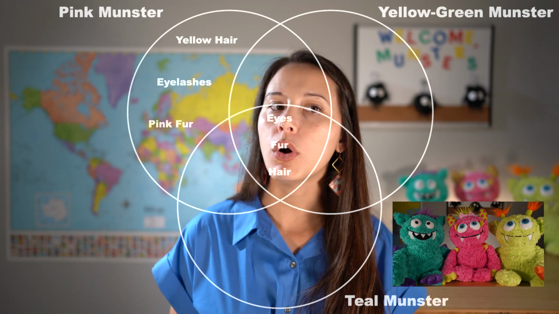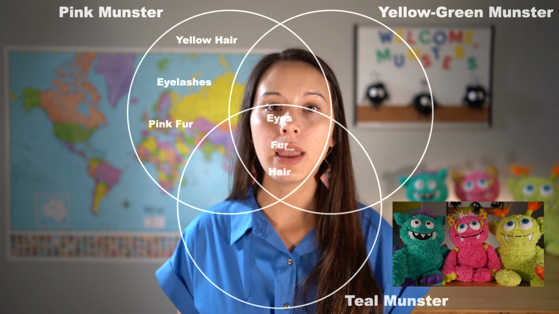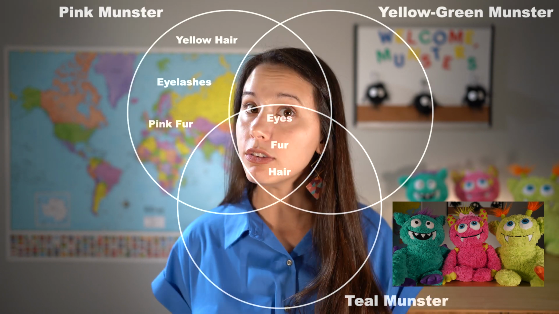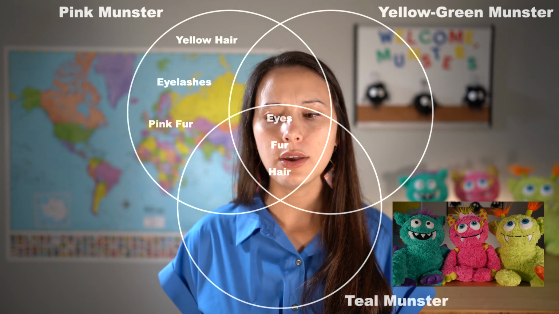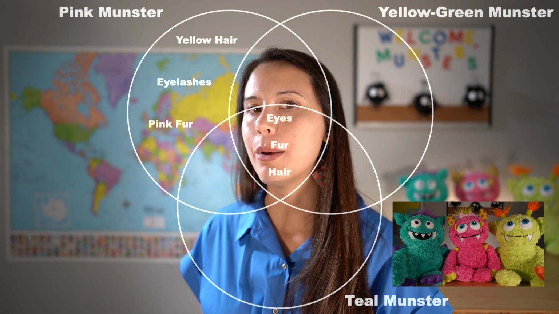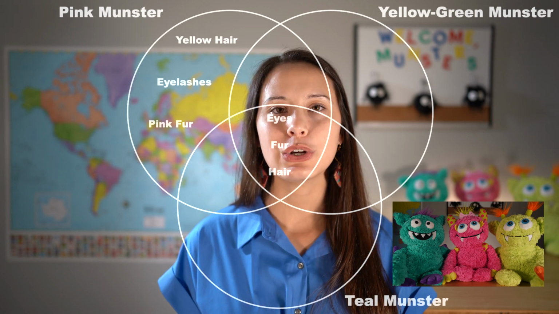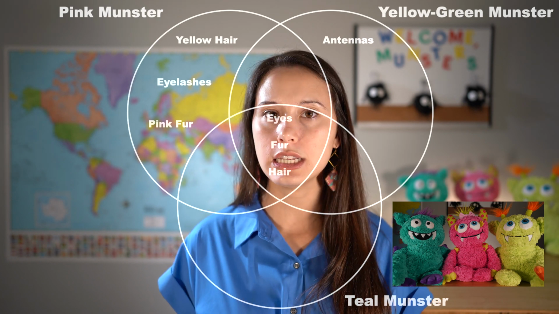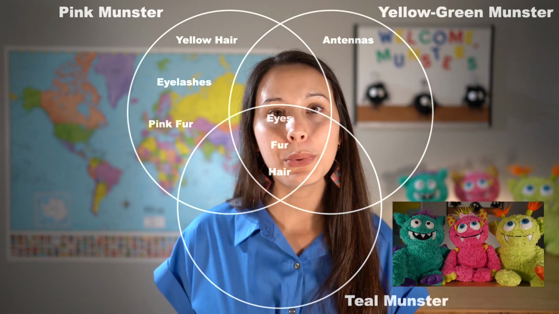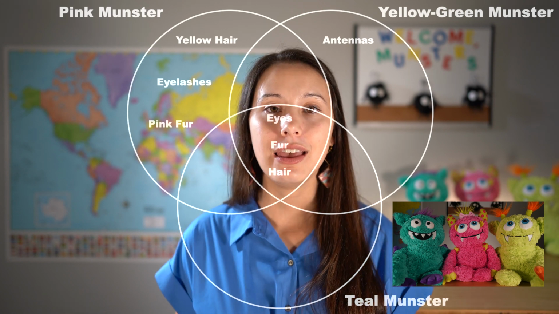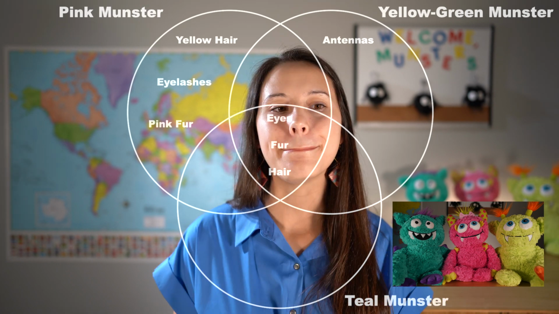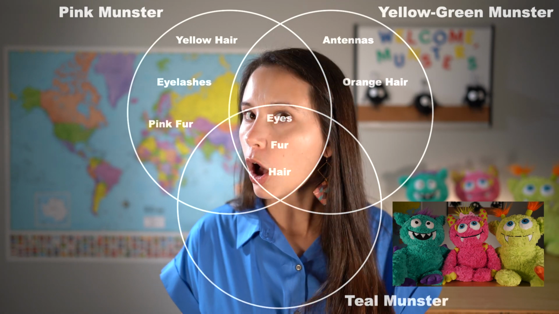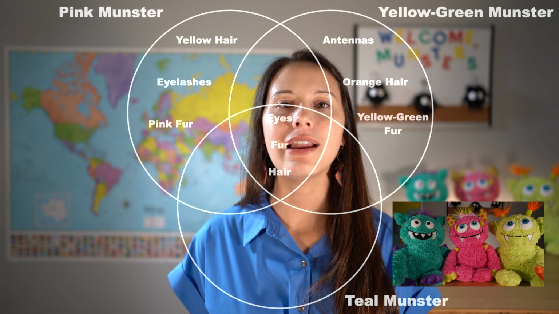Now let's move on to our yellow-green Munster. So now we're focusing on describing the yellow-green Munster and how it is different from our other 2. The first thing that I pulled from the word bank is that this Munster has antennas. This yellow-green Munster has antennas. Make sure you're following along with me. And the next thing that this Munster has, orange hair. This Munster has orange hair, and it also has yellow-green fur.